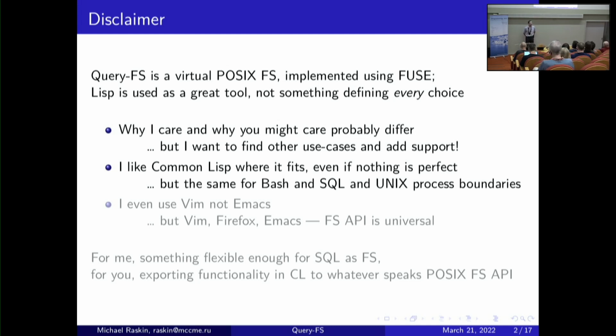So I think that Common Lisp is a great tool. I like using it in many contexts, although, of course, nothing is perfect. Common Lisp also is not absolutely perfect. On the other hand, I can say the same as a bit of a disclaimer about POSIX shell scripts. I can say the same about structured query language. I can say the same even about Unix process isolation in some contexts where it fits. I want to use what fits where it fits and have freedom to do this. The tool I'm talking about is in Common Lisp, but Common Lisp is a great tool that doesn't define every choice in this.